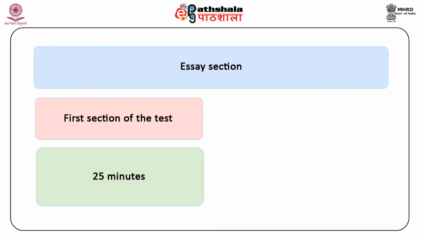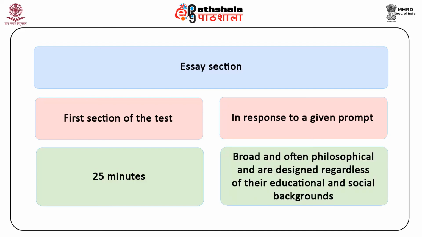All essays must be in response to a given prompt. The prompts are broad and often philosophical and are designed to be accessible regardless of the test takers' educational and social backgrounds. Two trained readers assign each essay a score between 1 and 6, where a score of 0 is reserved for essays that are blank, off topic, non-English, not written with a number 2 pencil, or considered illegible after several attempts at reading. The scores are summed to produce a final score from 2 to 12 or 0. If the two readers' scores differ by more than 1 point, then a senior third reader decides.